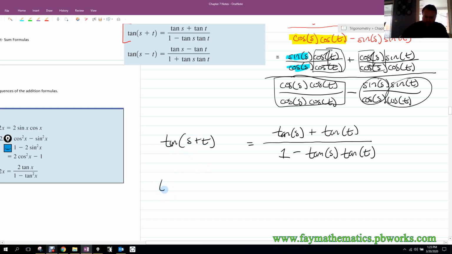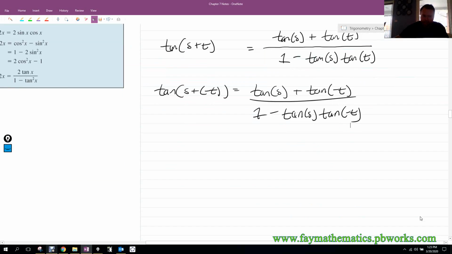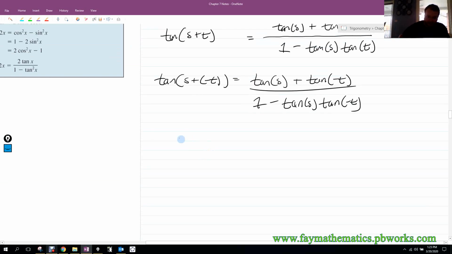Now if I want to do the difference formula, it's just tangent of s plus the opposite of t. We would say it's going to be tangent of s plus tangent of negative t over 1 minus tangent of s times the tangent of negative t. If you remember, there was an even-odd property that said the tangent of negative theta was equal to the opposite of tangent of theta. So wherever I see these negatives, I'm going to pull those out and put them out in front.